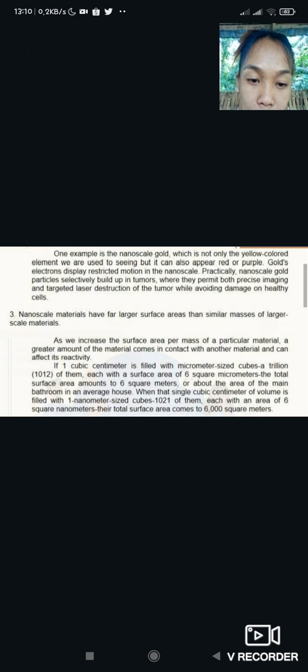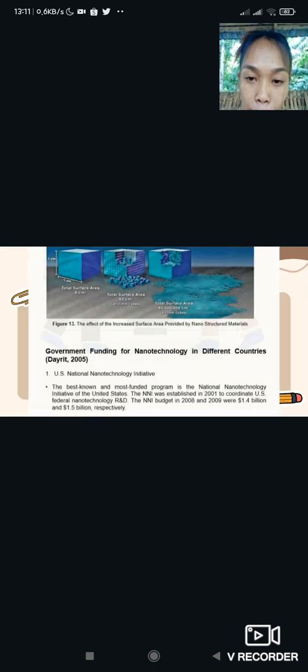When that single cubic centimeter of volume is filled with 1 nanometer size cubes, 10^21 of them, each with an area of 6 square nanometers, their total surface area comes to 6,000 square meters. This is the example, the figure 13.